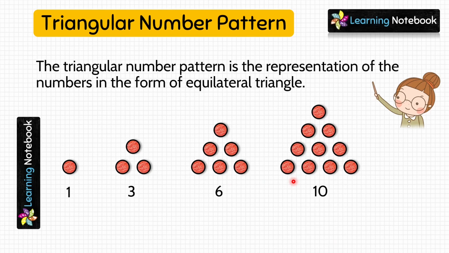So students, first number in triangular number pattern is 1, second number is 3, third number is 6 and fourth number is 10. Now can you continue with this triangular number pattern and tell me the fifth number in this pattern? Write in the comments box.